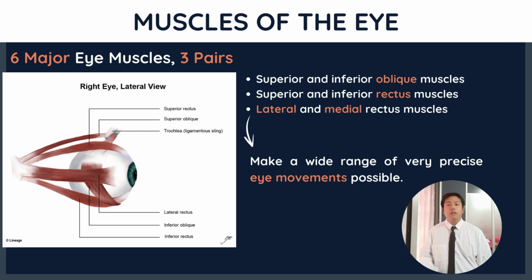Next is the muscles of the eye. There are 6 major eye muscles, arranged in 3 pairs, attached to each eye. These are the superior and inferior oblique muscles, superior and inferior rectus muscles, and lateral and medial rectus muscles. These muscles make a wide range of very precise eye movements possible. Oblique describes an angle that is slanted, but not perpendicular or parallel, while rectus means straight.